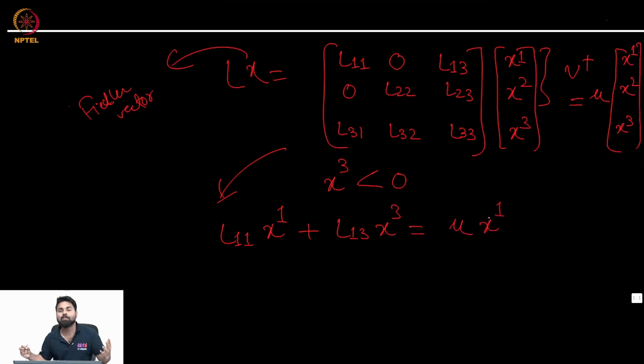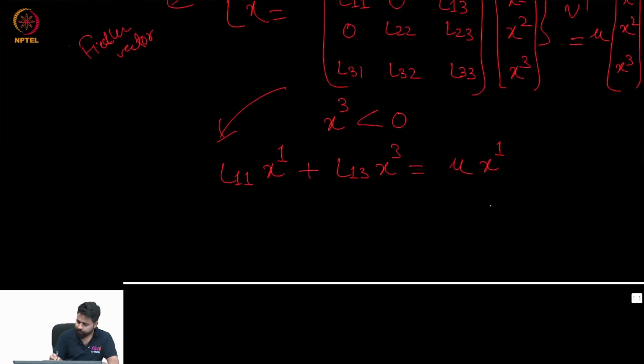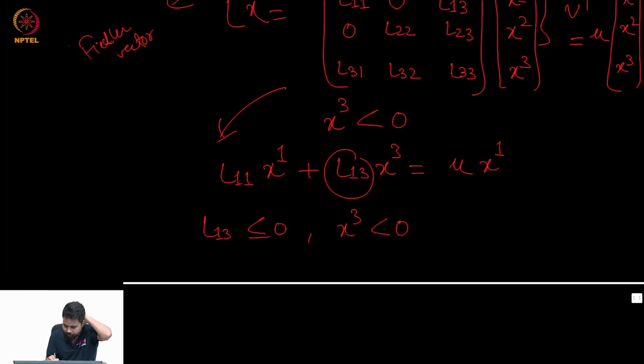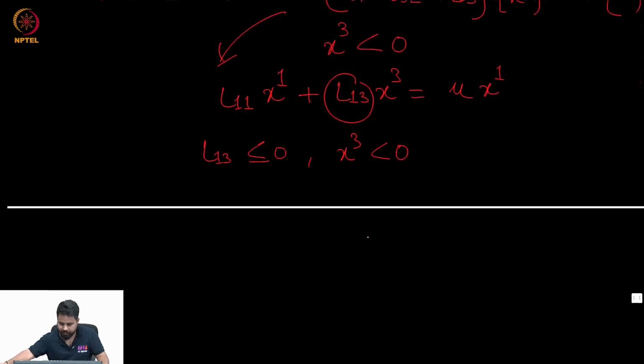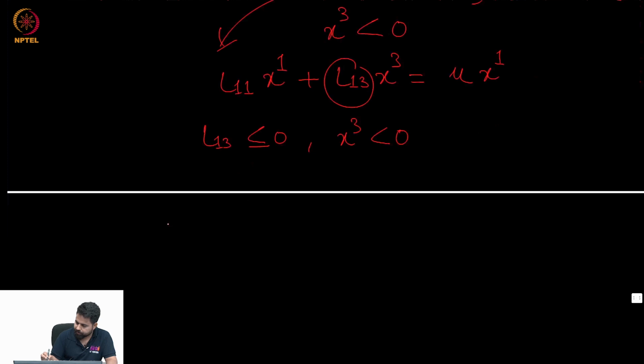Now what are the implications? This L13 is always less than or equal to 0, since every entry is either 0 or minus 1, and X3 is less than 0. So this implies that L13 times X3 is always greater than or equal to 0.